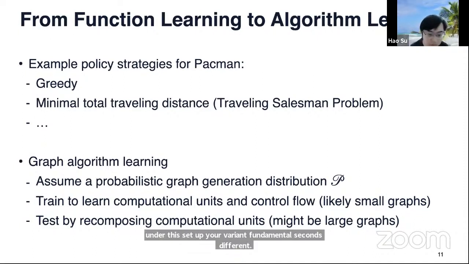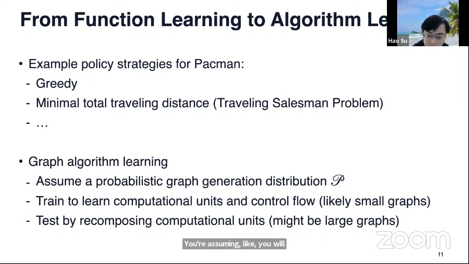Okay. You're assuming you will have a probabilistic graph generation distribution. This kind of graph generation distribution is perhaps based upon the distribution over how the nodes are sampled, how the relationships are sampled, or some other way to specify that there are certain reusable units. So for the learning task, it's also not as simple as interpolation or extrapolation from training to test. Instead, you have to learn the computational units and the control flow.